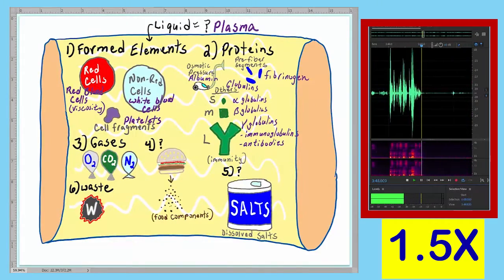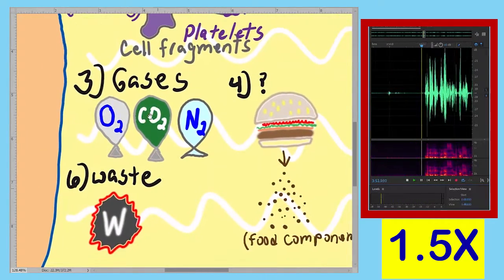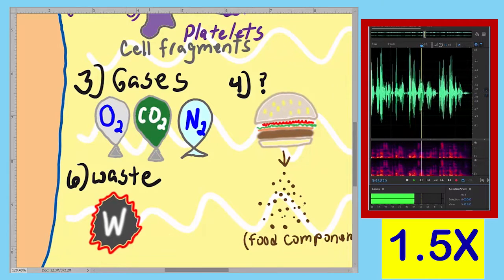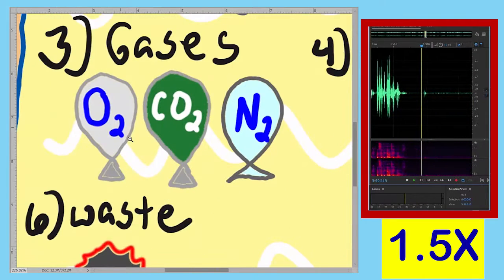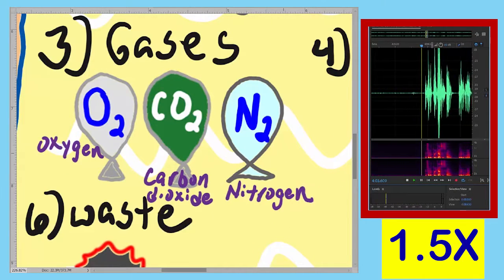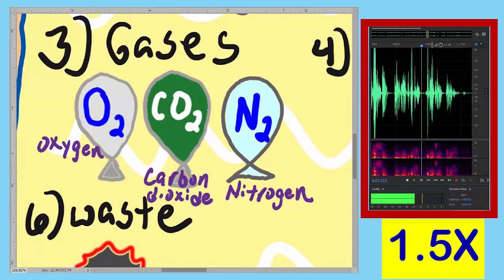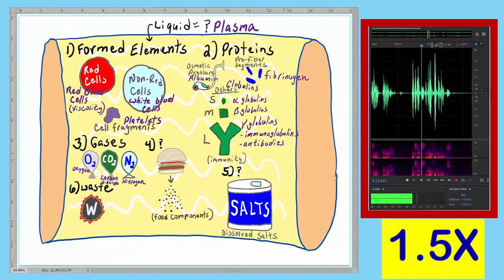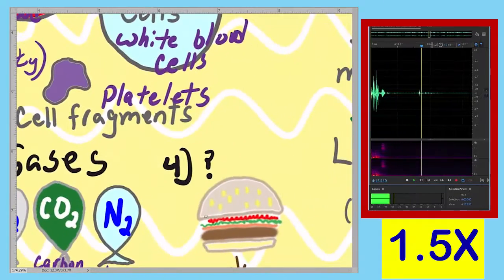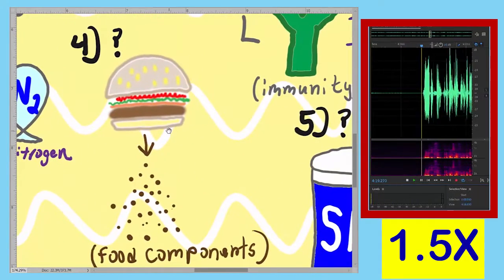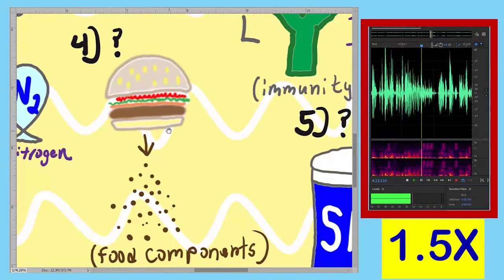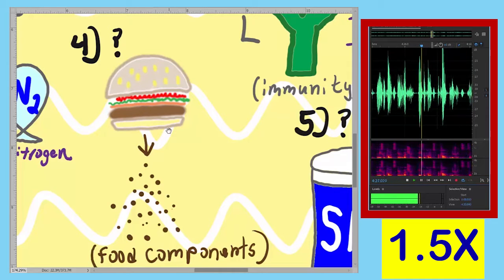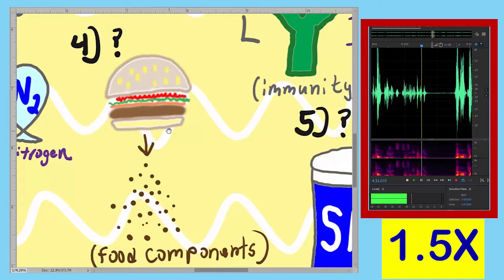Let's next discuss the gases. We indicated 3 gases here: oxygen, carbon dioxide, and nitrogen. Let's simply annotate those. And so the 3 gases found within the blood are oxygen, carbon dioxide, and nitrogen. Let's next look at our food components. When we eat food, the components of our food are broken down by the digestive system, and these components enter the bloodstream. These components are called nutrients. So let's indicate that one here.